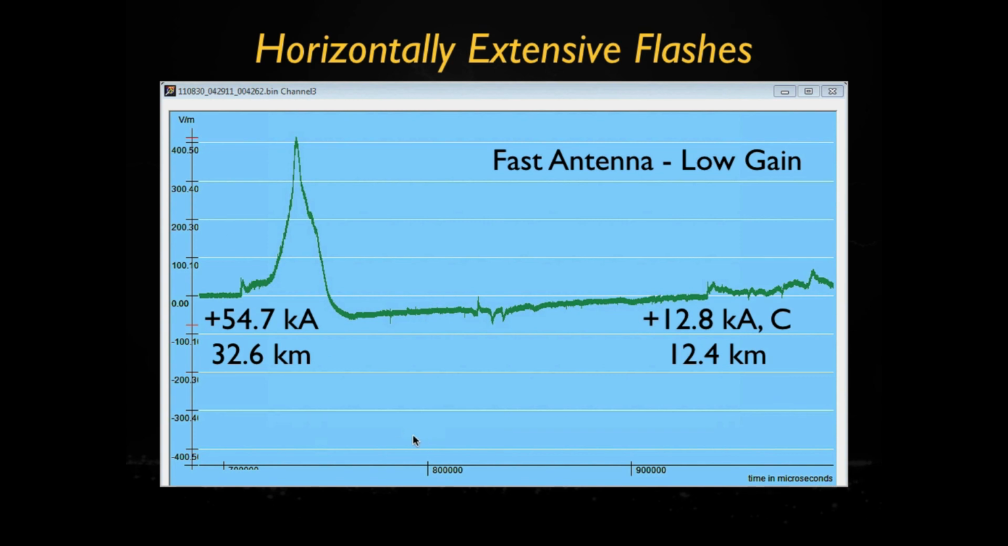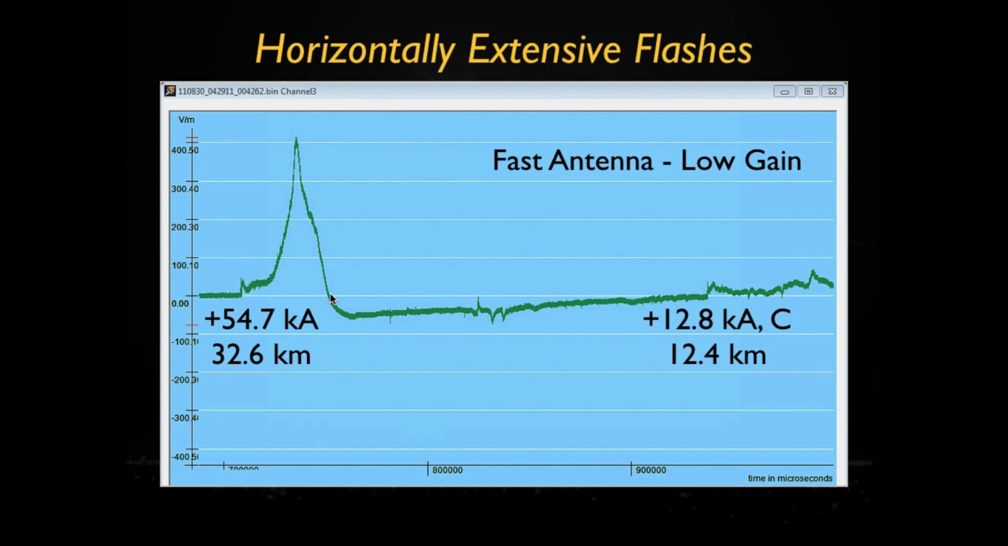If we look at the correlated electric field data associated with this particular flash, it was recorded with a fast antenna, low gain, and the first return stroke was again 54.7 kiloamps, and that was 32.6 kilometers from the sensor. We see the sharp positive response from the return stroke, but then we see this huge positive deviation due to the negative leader development as it propagates towards the sensor, towards the towers, and towards the camera. The upward positive leaders initiate in this region and continue to about this point.